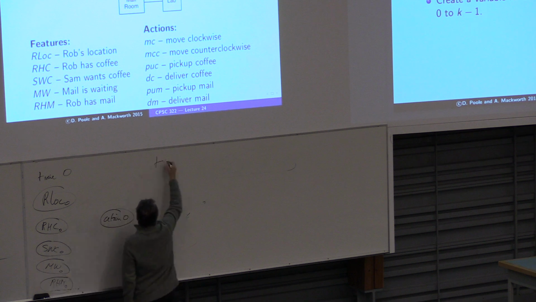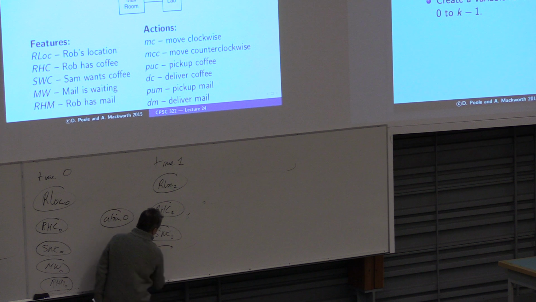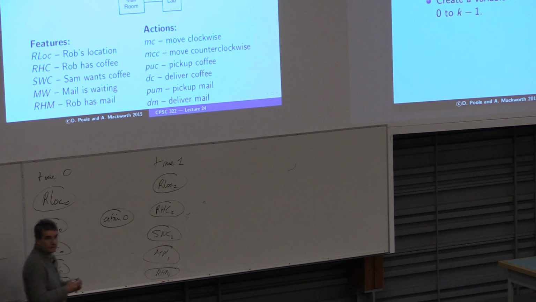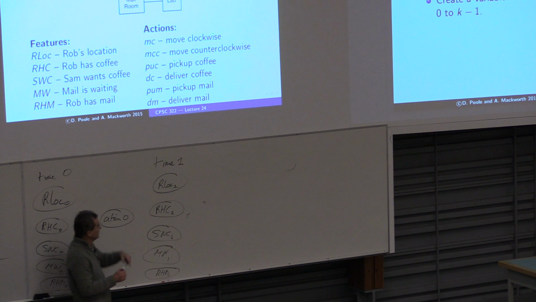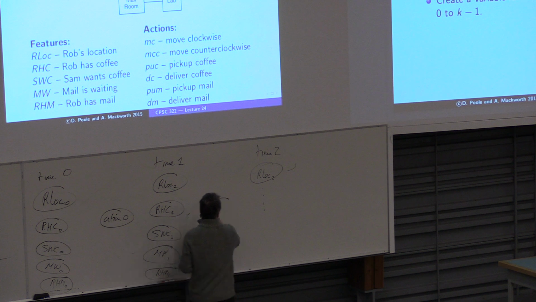And then there's the time 1 states. So there's the robot location at time 1. The robot has coffee at time 1. There's Sam wants coffee at time 1. Mail waiting at time 1. And there's robot has mail at time 1. So this is the state at time 0, this is the state at time 1, and maybe we can have the same thing at time 2, right? And then we have the robot location at time 2, etc. And there's the action at time 1.